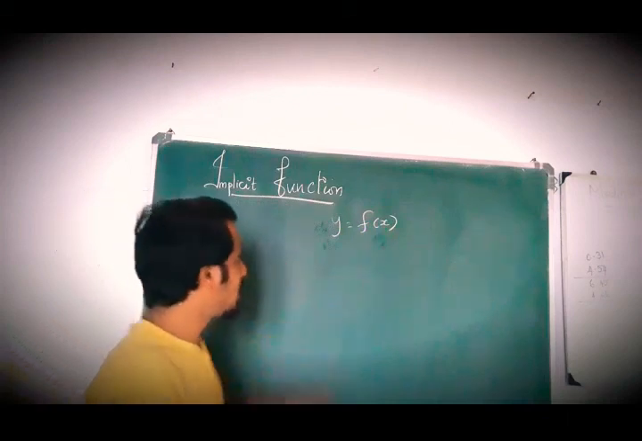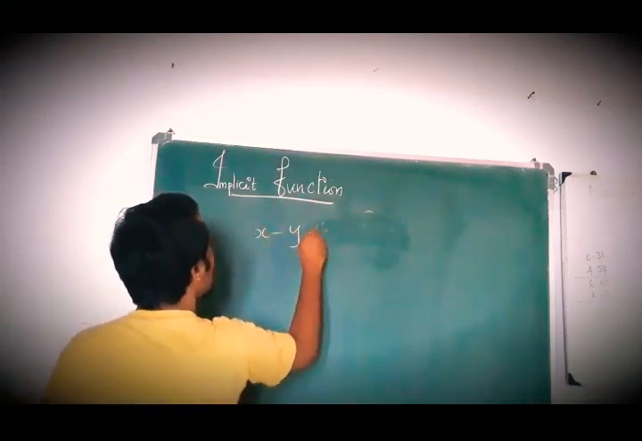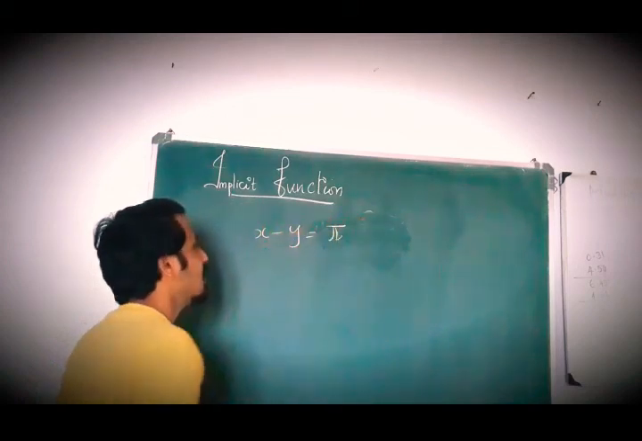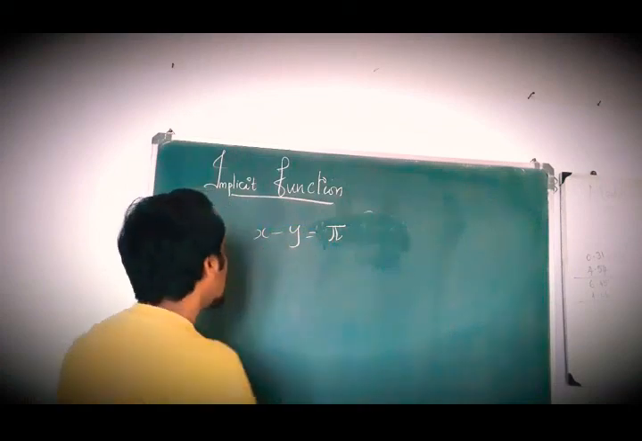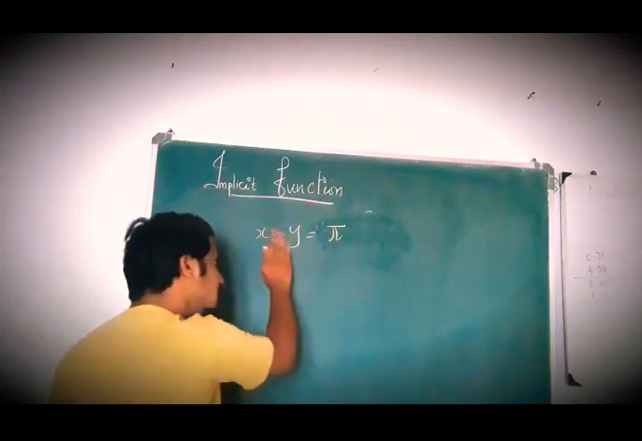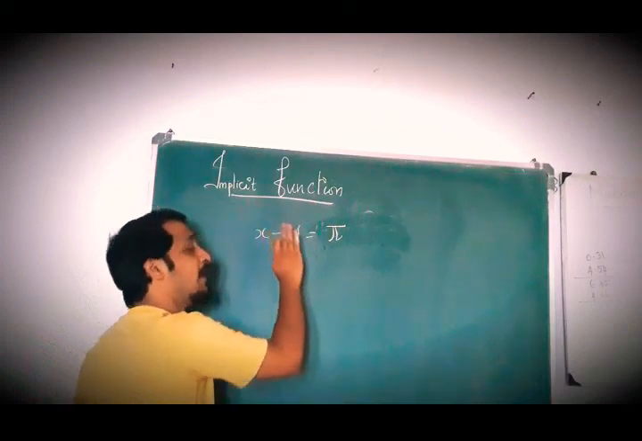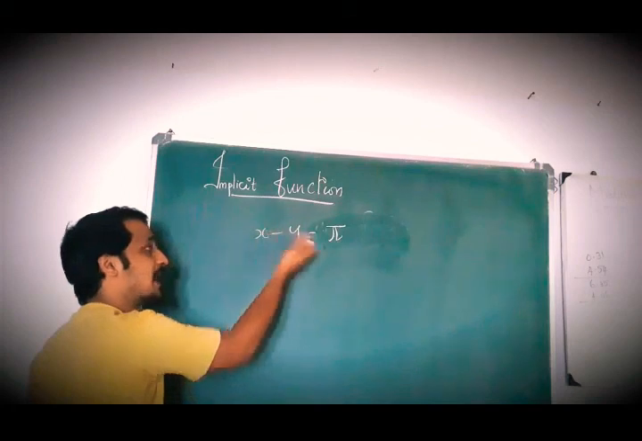Okay, so first, one example I am giving. x minus y is equal to some constant, I am taking pi. x minus y is equal to pi, where pi is a constant, leave it over there. Here the function is x minus y is equal to pi, because this is an implicit function with more than one variable, having several variables. So here the variables are x and y.